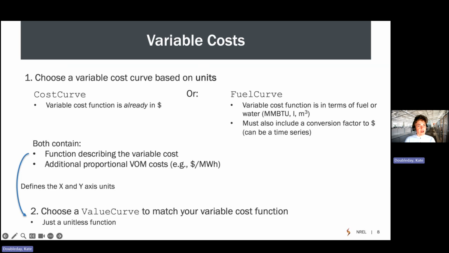So the second step in defining your variable cost is to choose a value curve that matches your variable cost function. This is just a unitless function, and we'll show the examples in a moment. But based on how you define your fuel curve and cost curve, that will define what the units are on the X and Y axis of this function. So check out the documentation. By default, the X-axis is defined in what we call natural units, which is usually megawatts, but it could also be in per unit values.